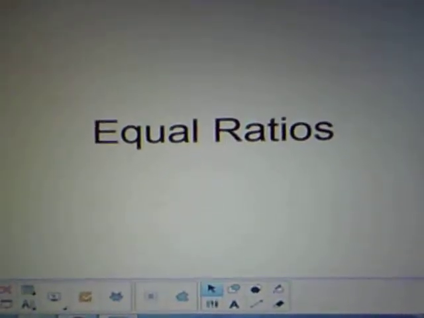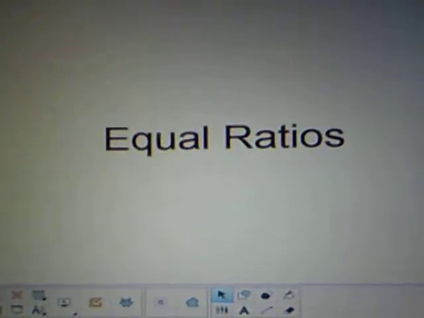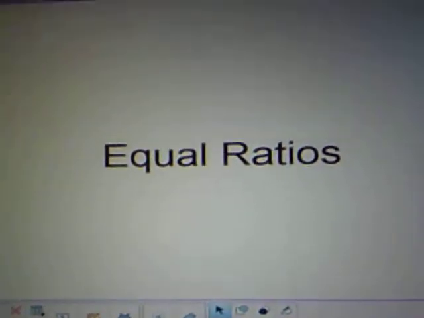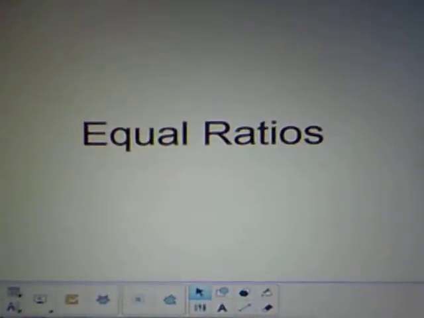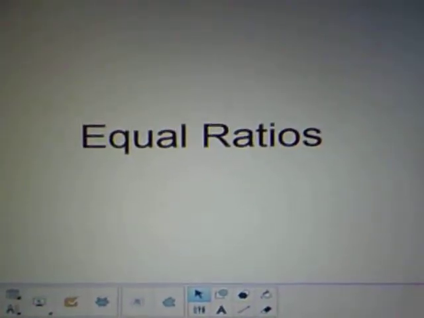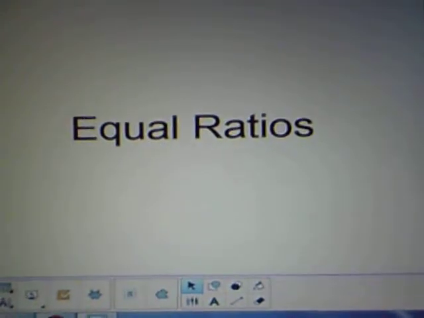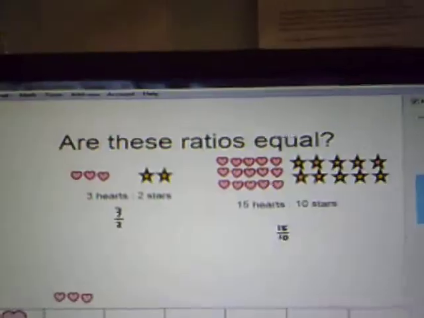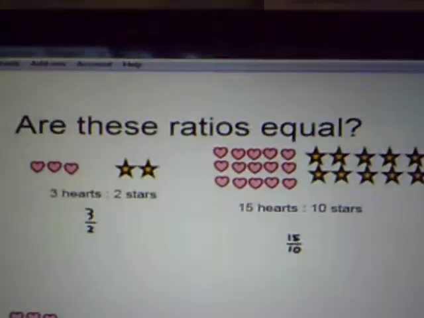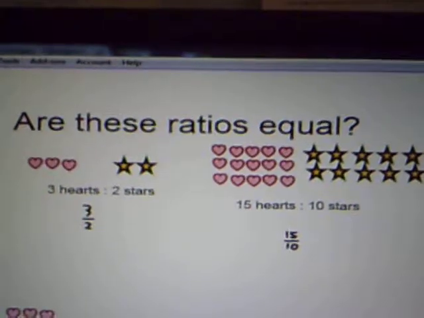Today's video is about equal ratios. What are equal ratios? How can we determine if two ratios are equal? And how can we test to see if two ratios are equal to each other? This is a follow-up video from last week's ratio video because this is the next step in our 6th grade ratio unit. So let's start with a question. Are these two ratios equal?